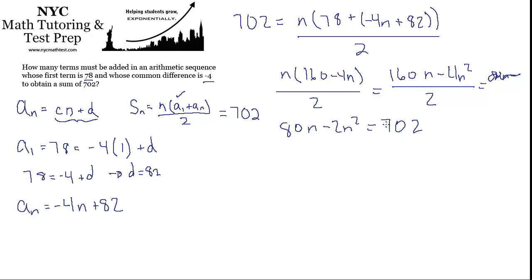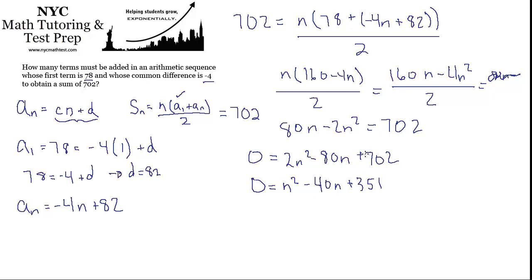So we should get everything on one side and set it equal to 0. So let's add the 2n squared over and subtract the 80n over, and we'll get 0 equals 2n squared minus 80n plus 702. And why don't we just go ahead and divide everything by 2? So this will become 0 equals n squared minus 40n plus 351. And by the way, it's okay to do that, right?